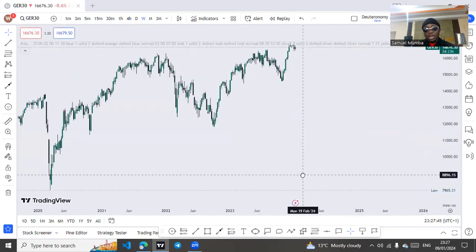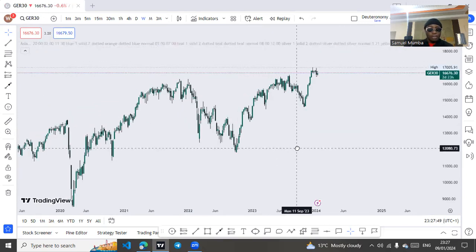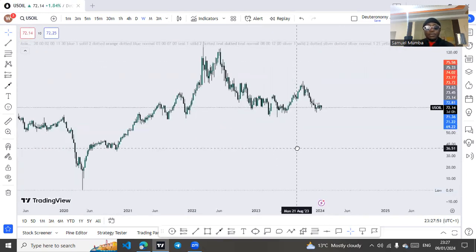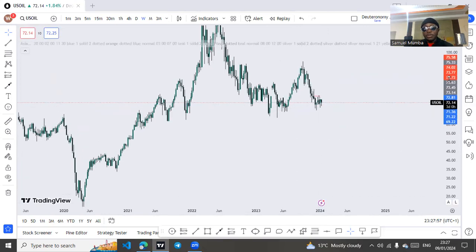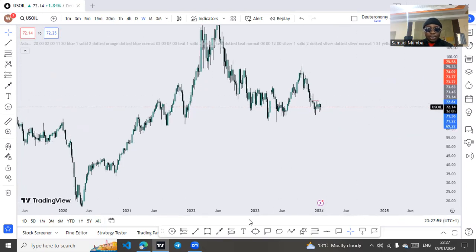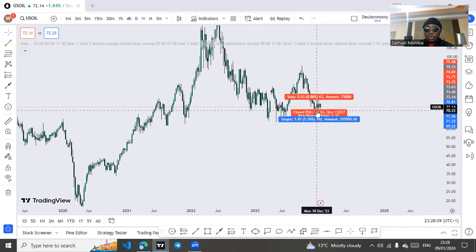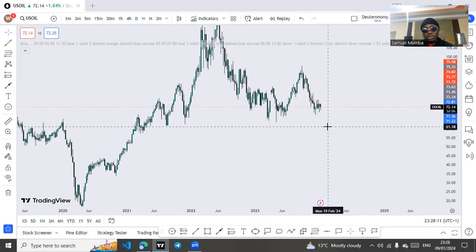Then let's take a look at German 13. No, this one for now, I don't want to talk about it. Let's take a look at US oil, okay? US oil is also at a very, very important zone right now, which is a weekly time frame, and we can see this is a level of support, and we can see a lot of doji candlesticks here, which are bullish, in a bullish momentum.